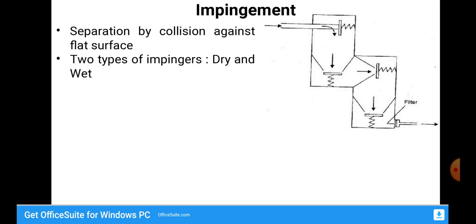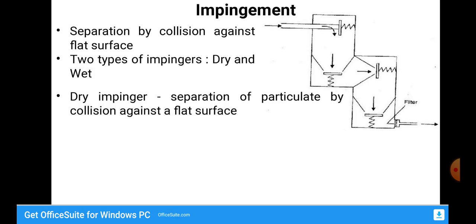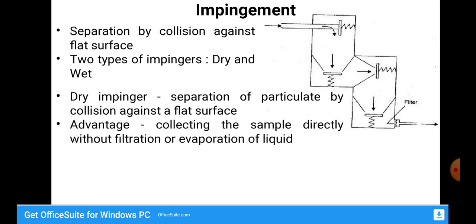There are two types of impingers, dry impingers and wet impingers. The figure you are seeing is a dry impinger. In a dry impinger, the separation of particulates will be by collision against a flat surface. There are advantages of dry impingers: collecting the sample directly without filtration or evaporation of liquid, because in wet impingers liquid is used, so dry impingers have an advantage.